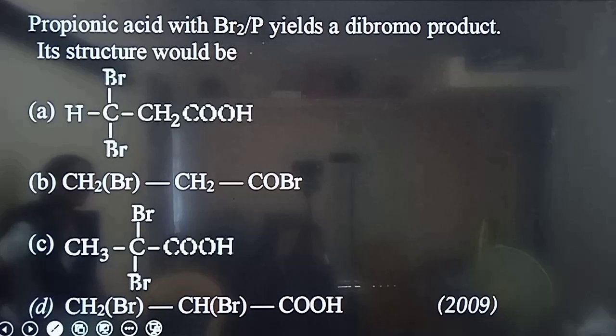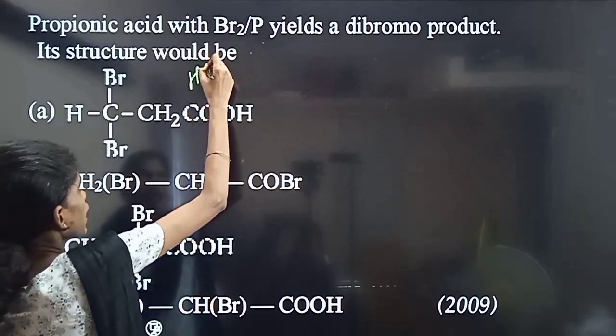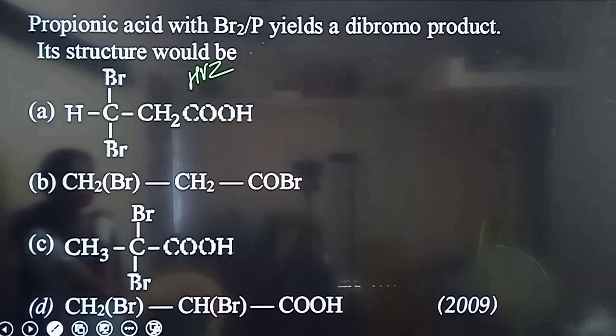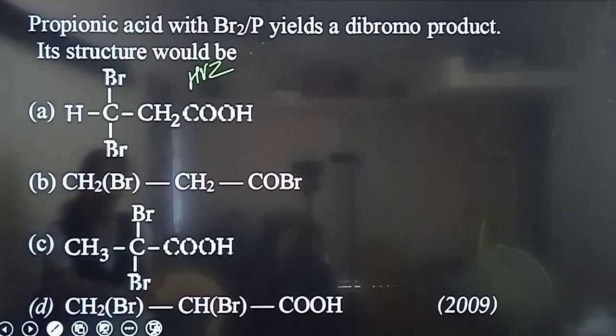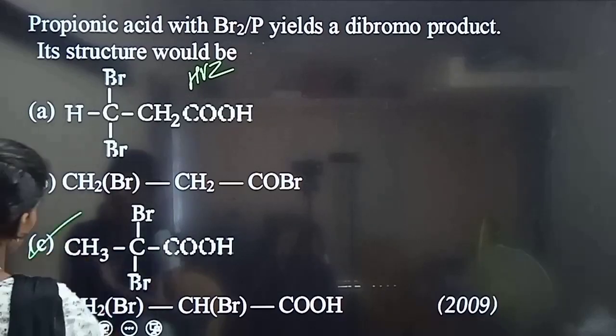Propionic acid with Br2 in presence of phosphorus yields a dibromo product. Its structure would be, so this is a Hell-Volhard-Zelinsky reaction, HVZ. So it will form dibromo structure. So option C is the right answer.